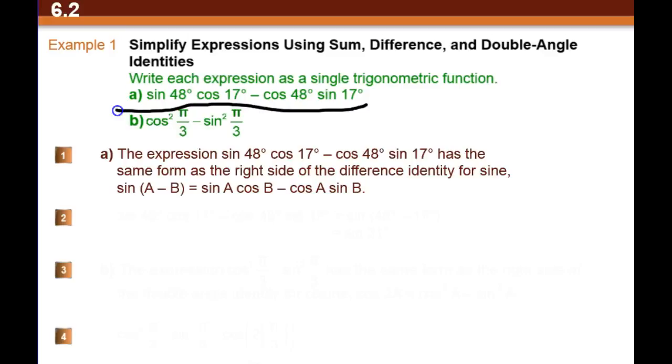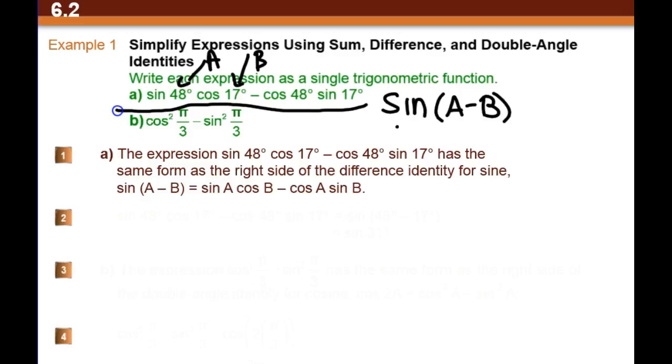Sine 48 cos 17 minus cos 48 sine 17. So I go and I look at my identities and I try to see which one goes sine cos subtract cosine. Okay, so I look at my identity sheet, and does anybody see the difference identities? Yeah, sine A minus B. Do you see that one? That follows that pattern. So sine A minus B, just meaning this is your A, this is your B.